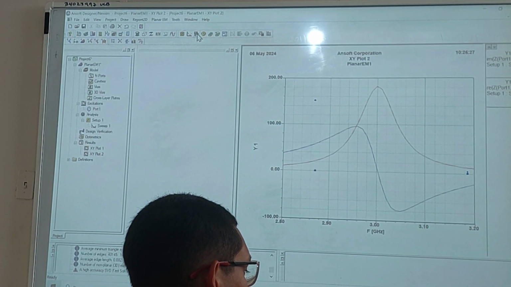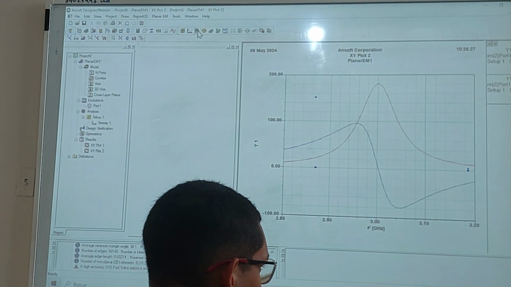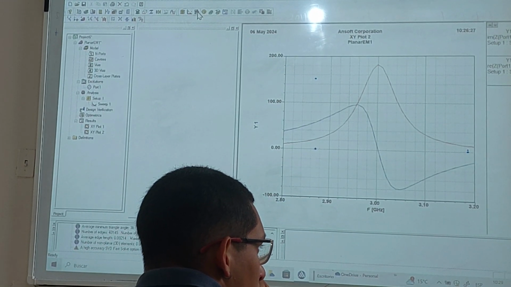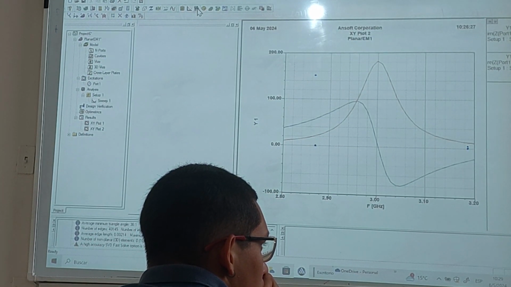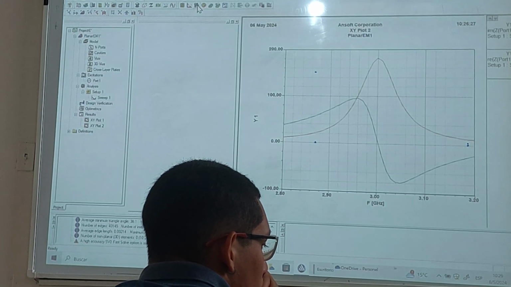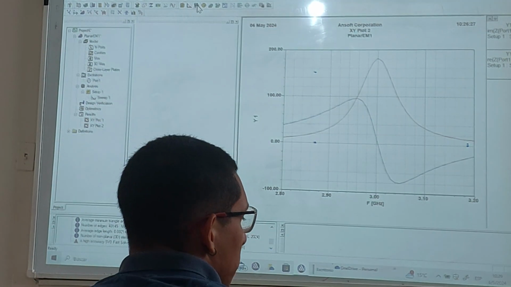What do you have to choose? This solution or this solution? Okay? What is the better? What do you have to choose? This solution or this solution? This one. Why?